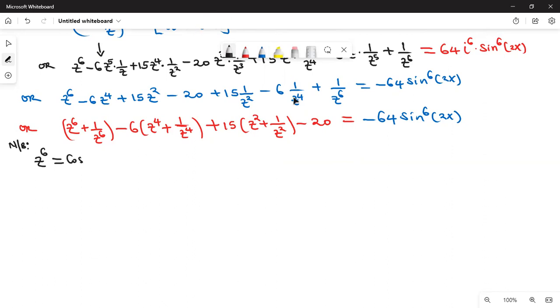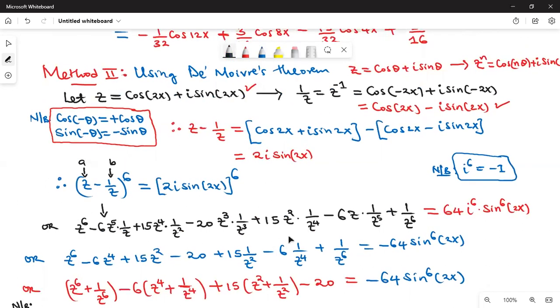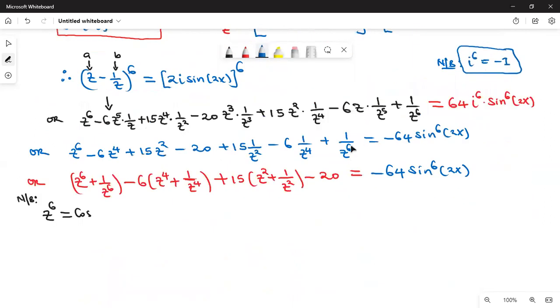Look at our z, and we want to use De Moivre's theorem. Our z was this one, and it is this that you're going to raise to 6. Our 1 over z, or z raised to negative 1, is this. So when it is 1 over z raised to 6, it is z raised to negative 6. So the argument you multiply by n. N in this case is 6, so all those arguments will be multiplied by n.